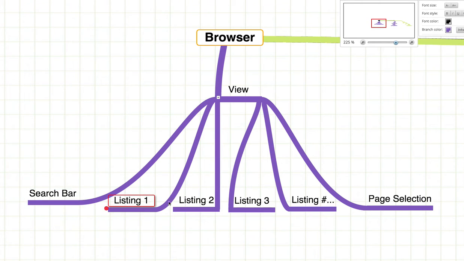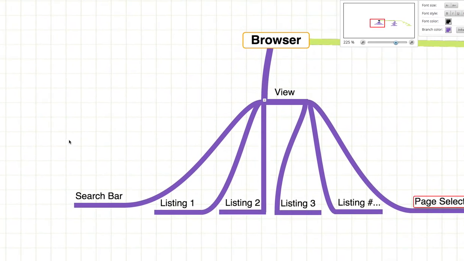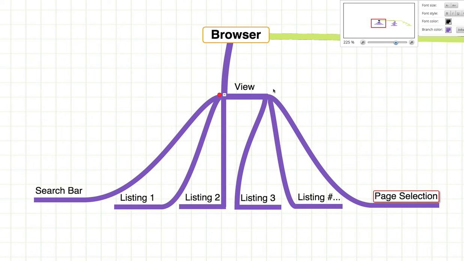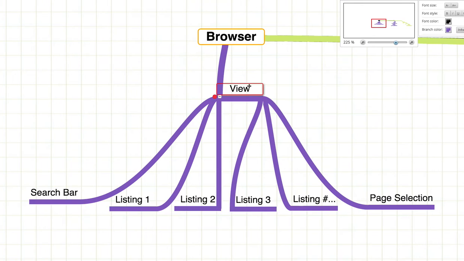And then you have listings, and these include the links and the details for all the different things that show up after you've searched for something. And then at the very bottom of the page, you have this page selection. But all of these things are within this rectangle that you can scroll up and down on, and that's called a view. So for rectangles that you can scroll up and down, in a two-dimensional space, that's called a view.